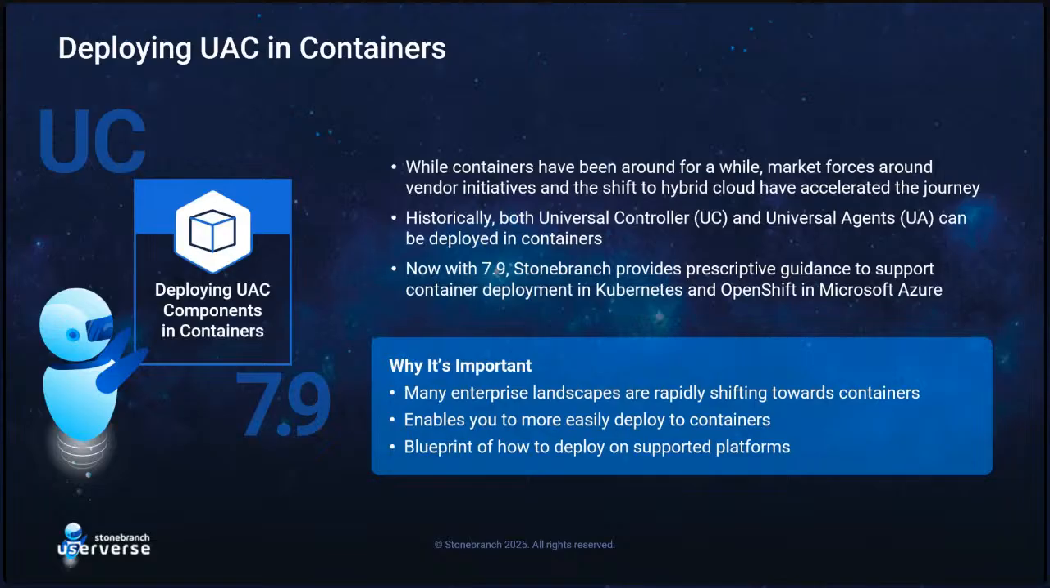So what we've been doing is increasing the level of prescriptive guidance we provide in each release across container management systems. With 7.8, we provided guidance on how to deploy a container in OpenShift within your own self-managed environment. In this release, we're also providing prescriptive guidance on how to deploy UAC within Kubernetes and also OpenShift on Microsoft Azure. And we'll be continuing this forward in follow-up versions around the major cloud service providers.